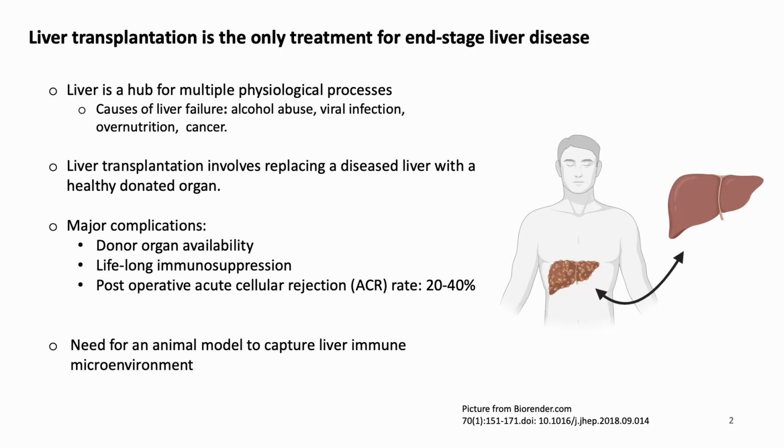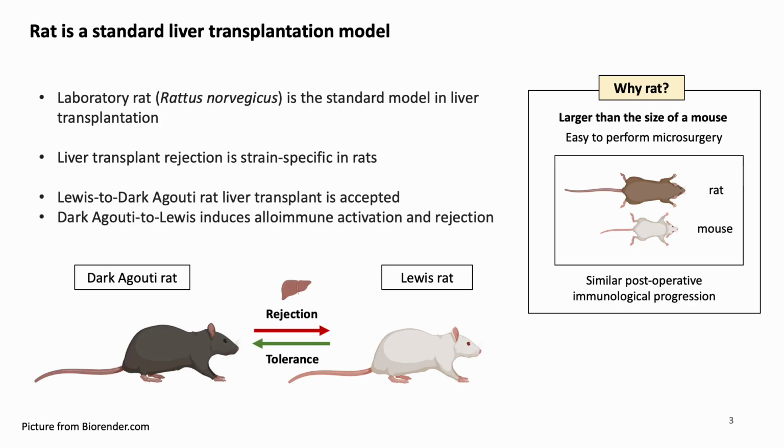Up until today, liver transplantation is the only treatment option for end-stage liver disease. Despite the recent advancements in post-operative care, liver transplant rejection is observed in 20 to 40% of transplant patients. This highlights the importance of studying the underlying mechanisms of this process using an appropriate model animal that can capture the liver immune microenvironment. The laboratory rat is the standard model in liver transplantation.